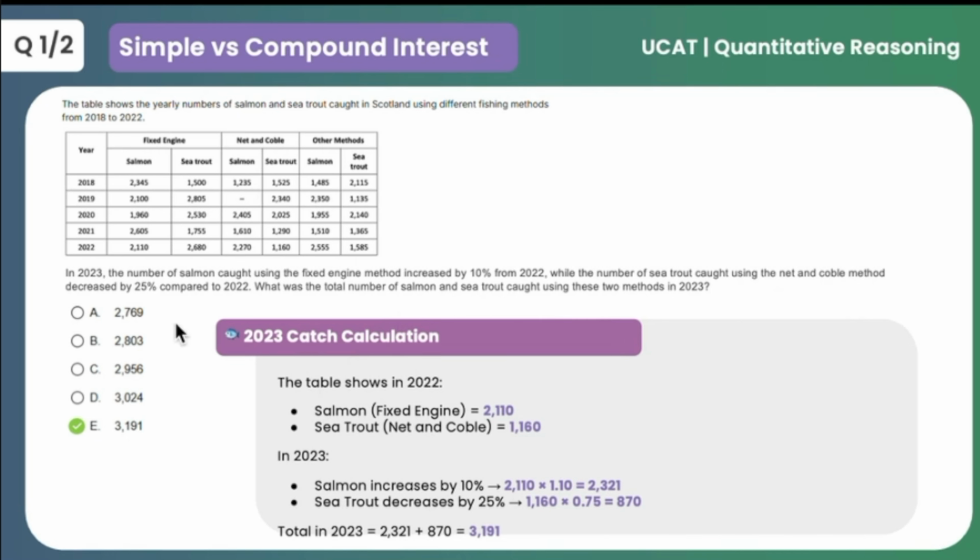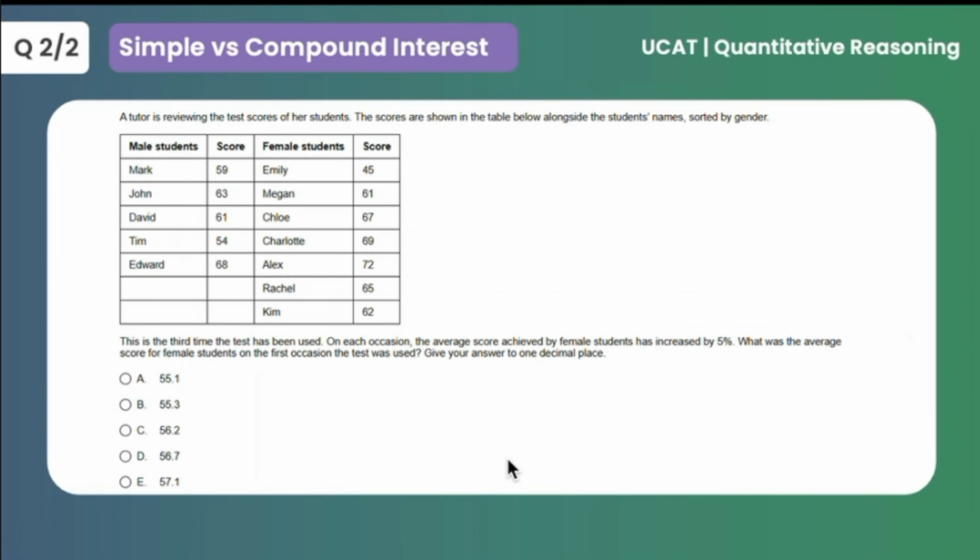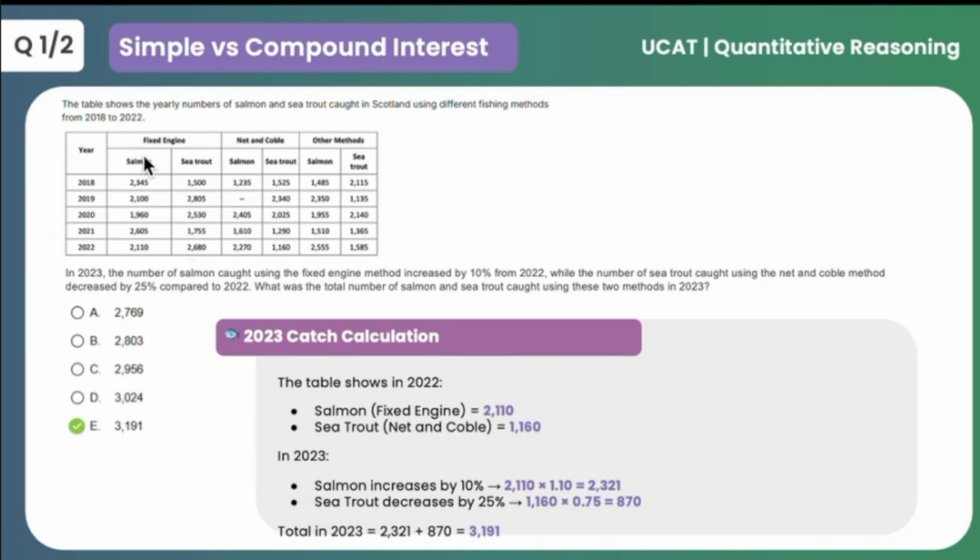So our table is showing us 2022. We're looking at salmon fixed engine, so 2,110, and sea trout, net and coble, so we're looking at 1,160. Then what I would do in this case is write down those two numbers separately next to each other on the whiteboard and create two separate sums, because you know that it increased by 10% and decreased by 25%.